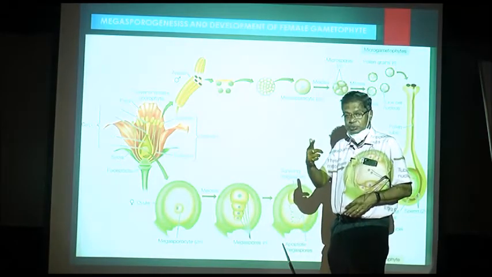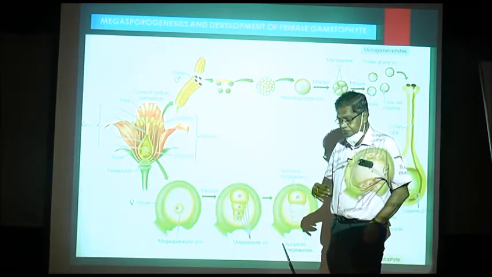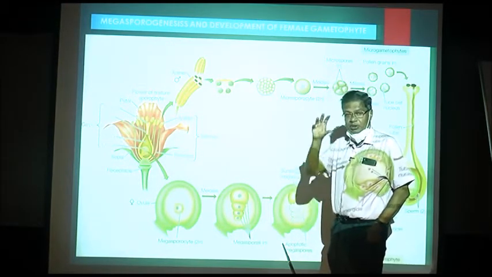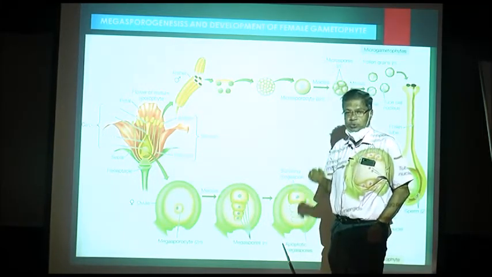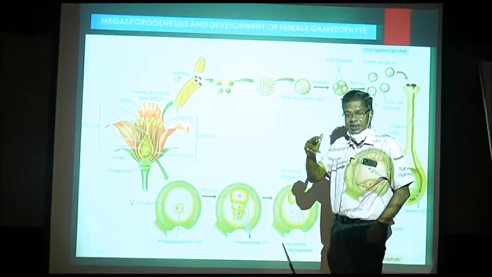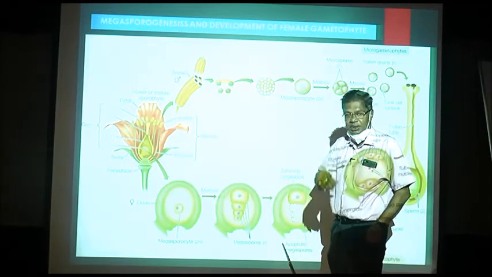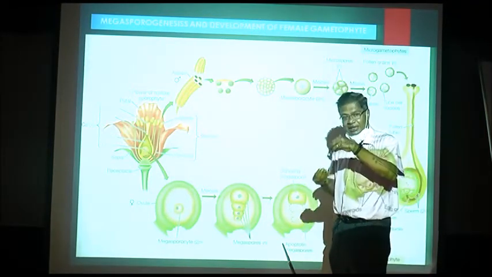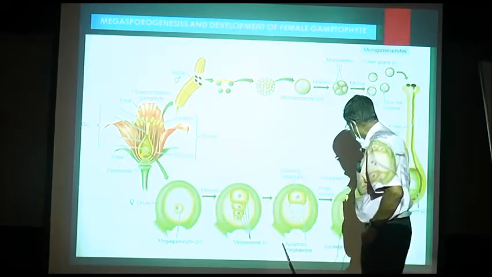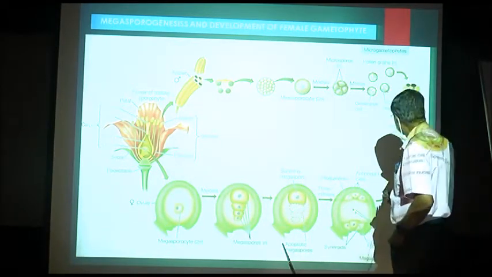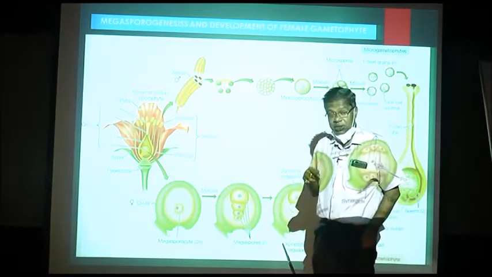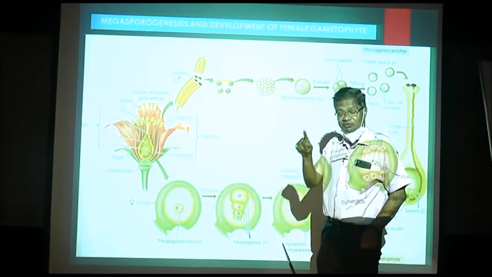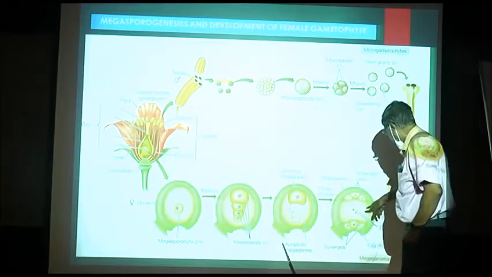Then they divide into 2. How many have become? Now 2 at the micropylar end and 2 at the chalazal end. Now these 2 nuclei again divide mitotically to form 4. So 4 at the micropylar end and 4 at the chalazal end. And out of the 4 at the micropylar end and the 4 at the chalazal end, 2 nuclei move to the center, one from the chalazal end and one from the micropylar end, and they are located at the center.